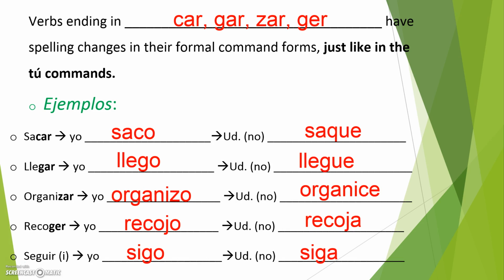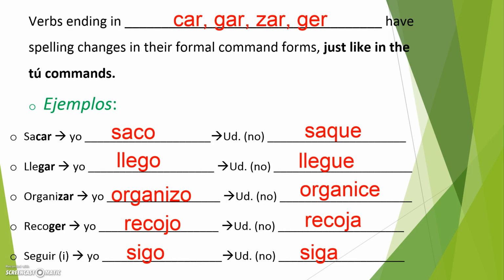Los verbos que terminan en car, gar, y zar. We are very used to these verbs, cars, gars, and zars. They always have those spelling changes when you put on these opposite endings, just like tú commands. Sacar would go to saco, and then become saque. Car would have to go to K with a ku-u. Llegar would turn into llegue. Organizar turns into organice with a se. Recoger, notice the jota, recoja.